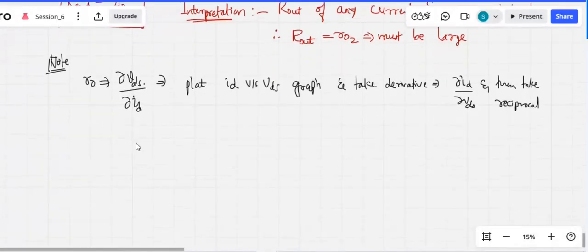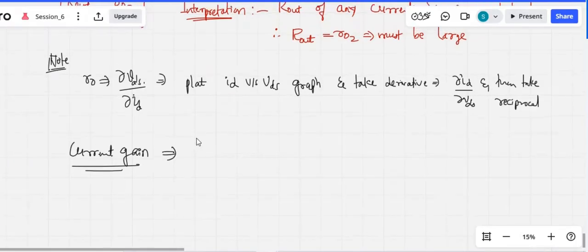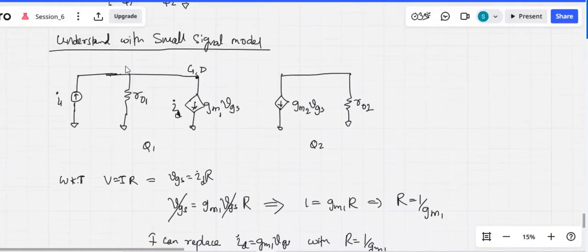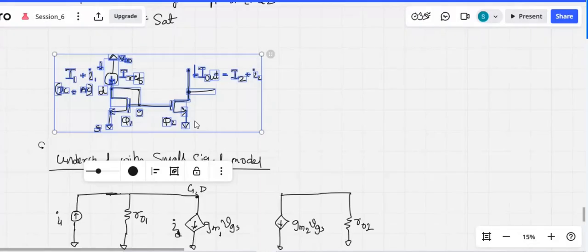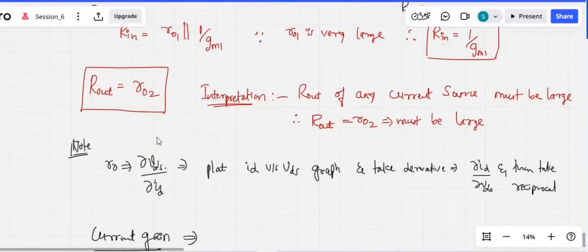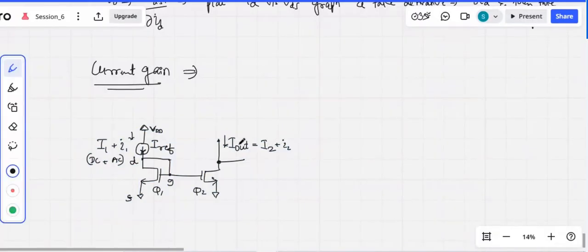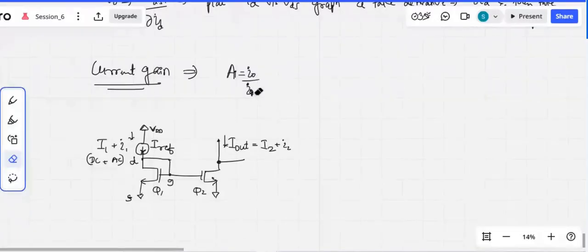Now once we know this, let us try to understand the current gain, because we say that we have designed the current source, so we should have some current gain, isn't it? Let's copy the same circuit over here and keep it here, and let's try to find the current gain. Current gain is basically I out by I in. So I can write current gain as AI is equal to I out by I in. And in this case, what is your I out?